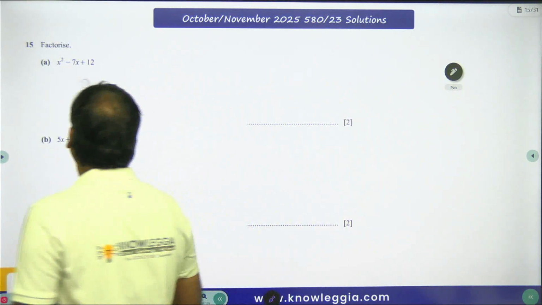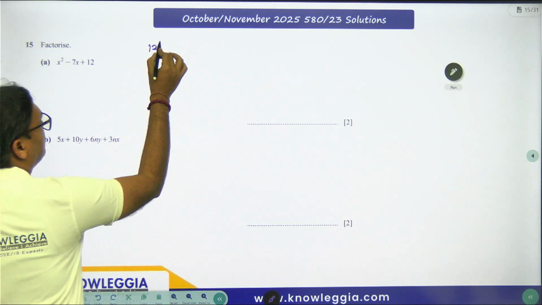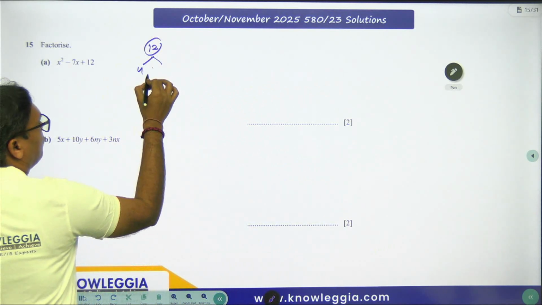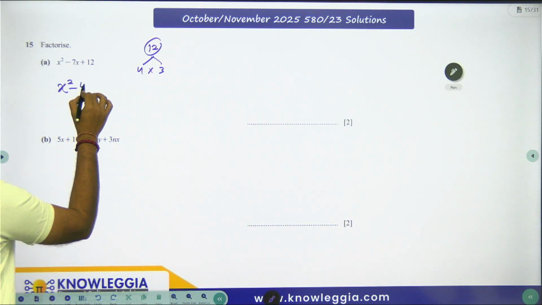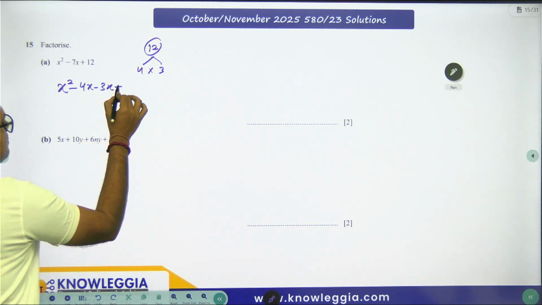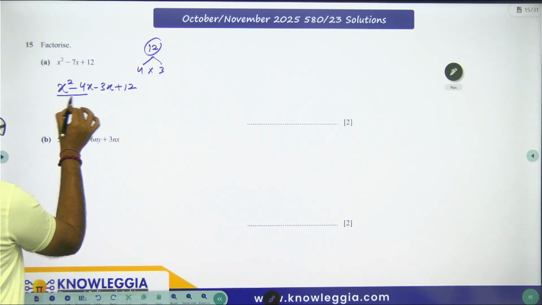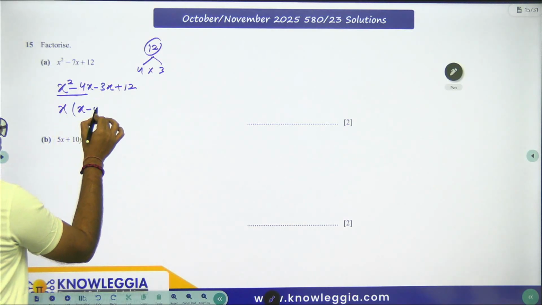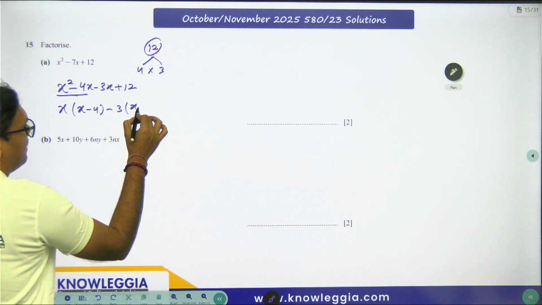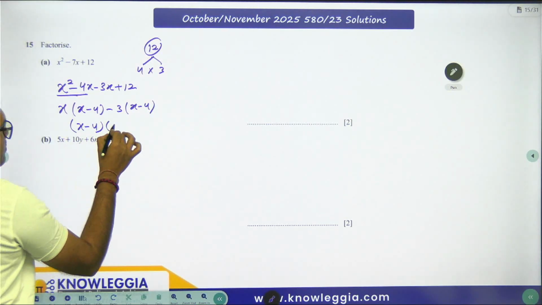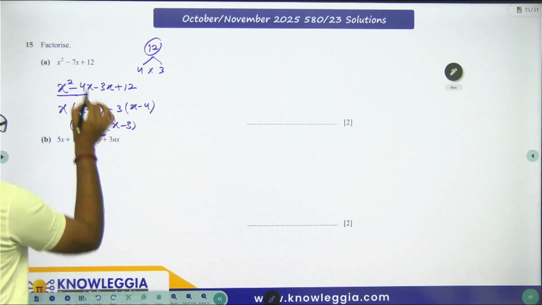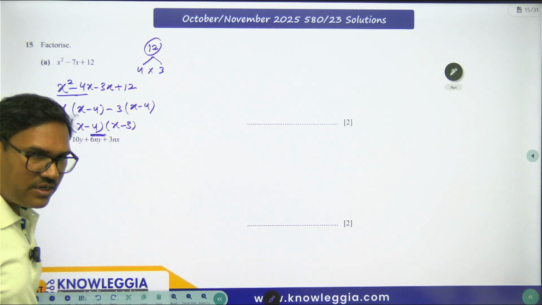So I hope you can easily do this. We will factorize 12. So 12 is 4 into 3. Correct? So what is this? This is x square minus 4x minus 3x plus 12. And you can take this common, x minus 4, and this is negative 3, x minus 4. And you can again see x minus 4 is common. So this is (x minus 4) into (x minus 3). So this is how we can factorize this quadratic expression.